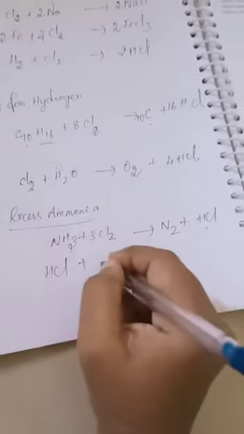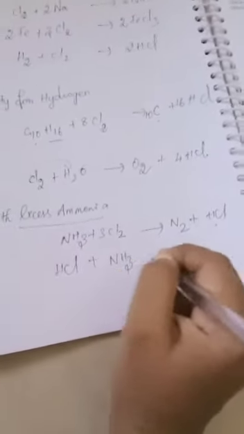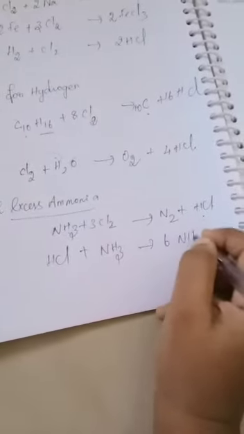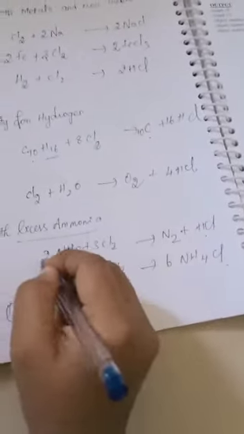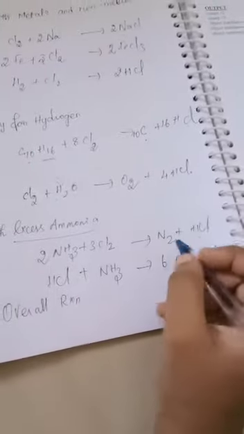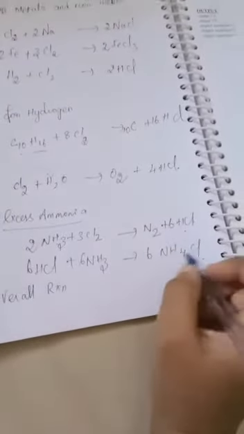Next, if this HCl reacts with some more excess ammonia, what will happen? Ammonium chloride is prepared. So we write the overall reaction. First of all, we balance the equation. I just put the numbers, you just check it by practicing it.